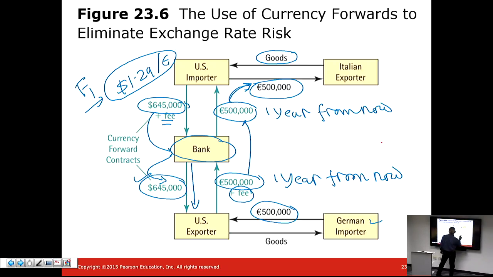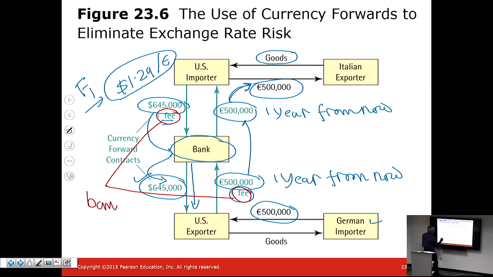What is the key aspect of this? The fees. The bank is collecting fees on both ends of the transaction, when it is buying euros as well as selling euros. And these two fees account for the bank's compensation and the bank's motivation to broker this deal.